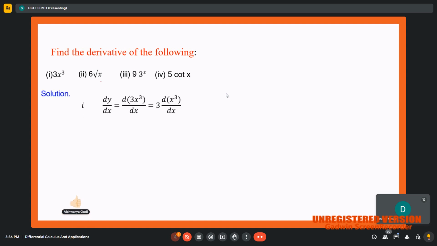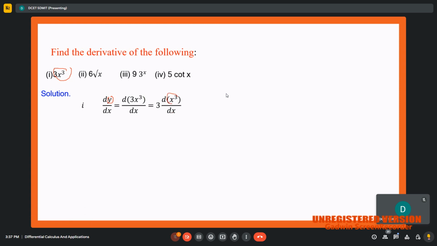See, first one, differentiation of y function. I'll consider y is equal to what? y is equal to 3 into x cube. So instead of y, what are we replacing here? 3x cube. Now what is the differentiation of 3x cube? 3 into differentiation of x cube divided by dx.